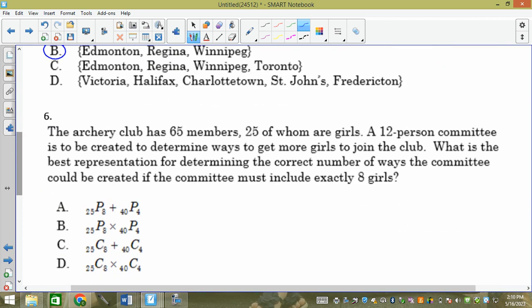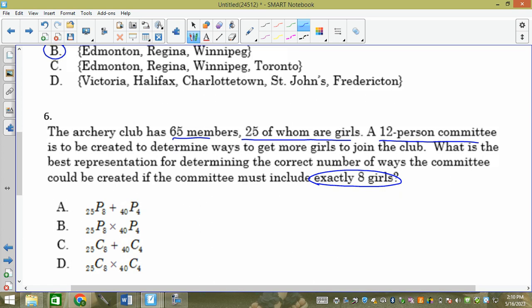The archery club has 65 members, 25 of whom are girls. A 12-person committee is to be created to determine the ways to get more girls to join the club. What is the best representation for determining the correct number of ways the committee could be created if the committee must include exactly 8 girls? First off, is this a perm or a com? Why?